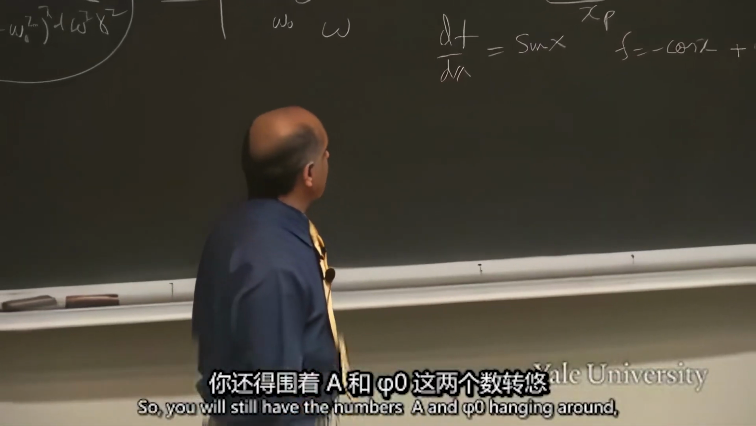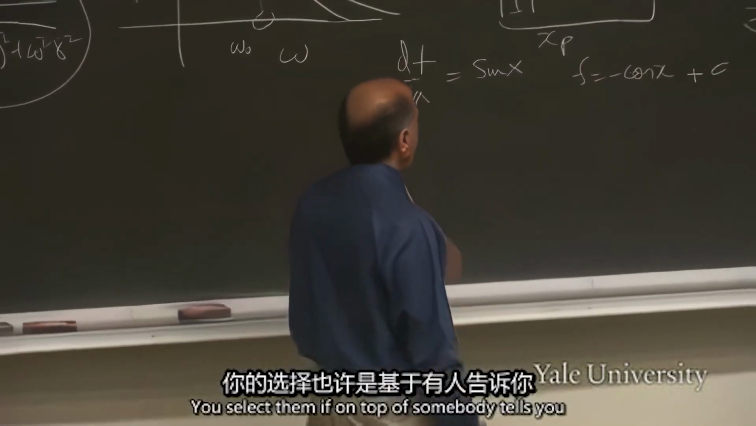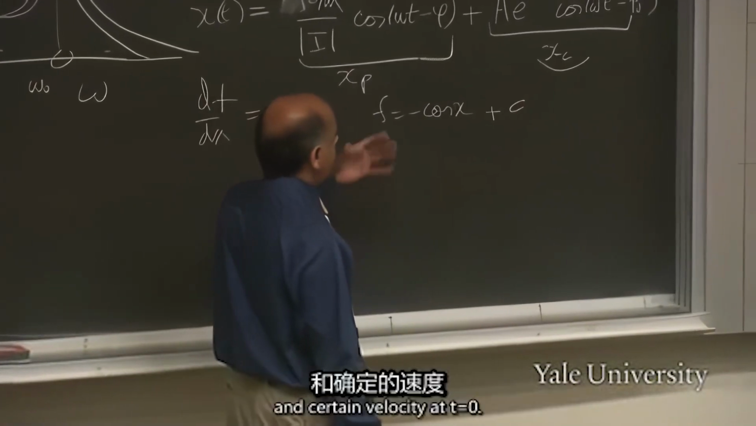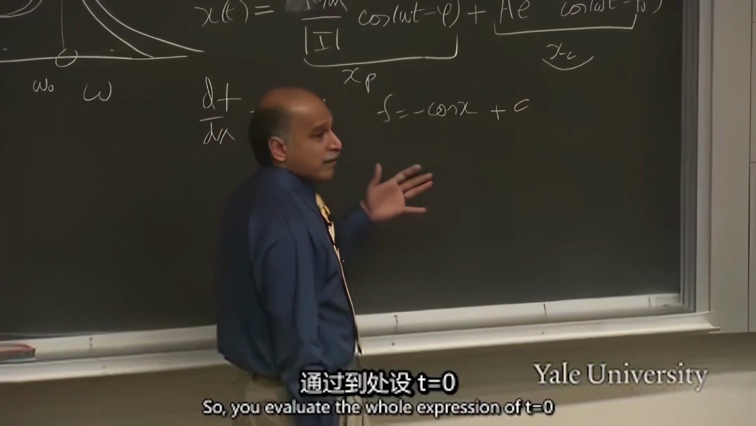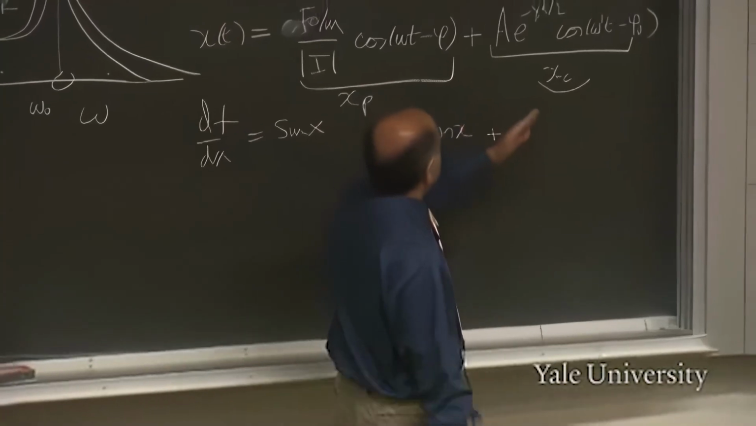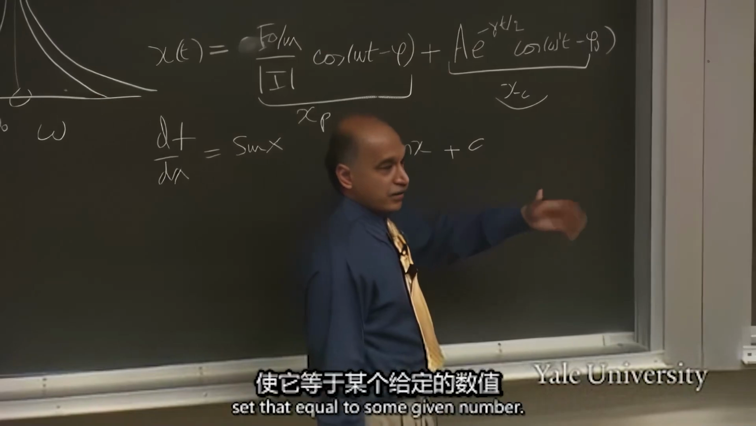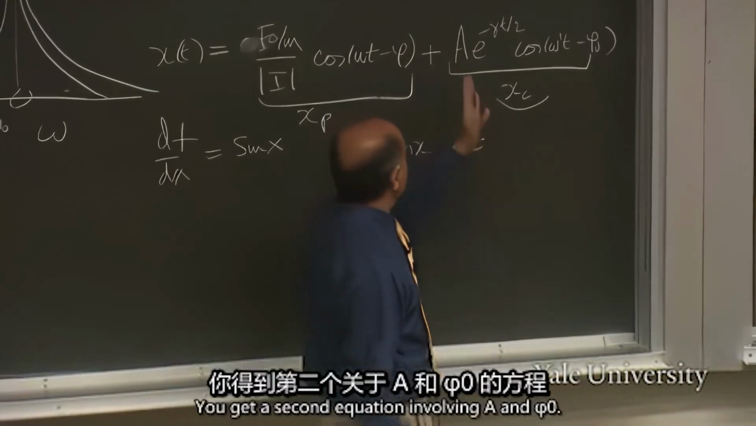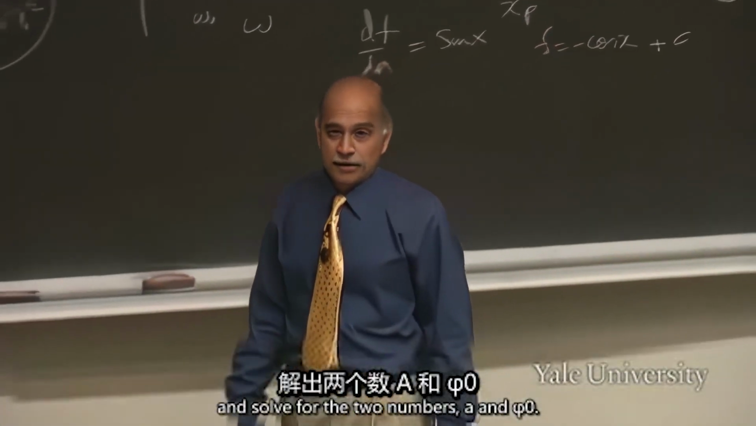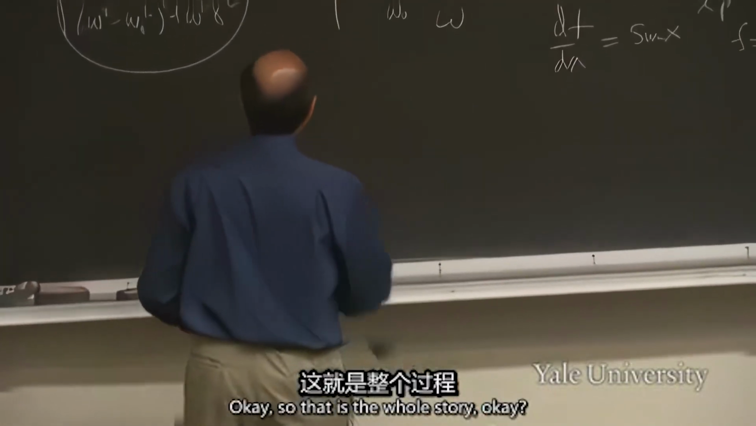So you will still have these numbers a and phi naught hanging around. And how do you select them? You select them if on top of it somebody tells you that this driven oscillator had a certain coordinate and a certain velocity at t equal to 0. So you'll evaluate the whole expression at t equal to 0 by putting t equal to 0 everywhere. You'll get one equation involving a and phi naught. And you'll take the derivative for the velocity, set that equal to some given number. You get a second equation involving a and phi naught. You'll juggle the two equations and solve for the two numbers, a and phi naught. Okay, so that is the whole story.